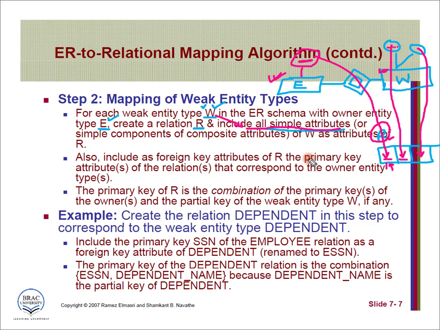So this is how you can map a weak entity in its corresponding schema. In the previous example of ER diagram, you have seen that dependent is a weak entity and its owner entity was the employee. We will see how it has been converted in the schema diagram.